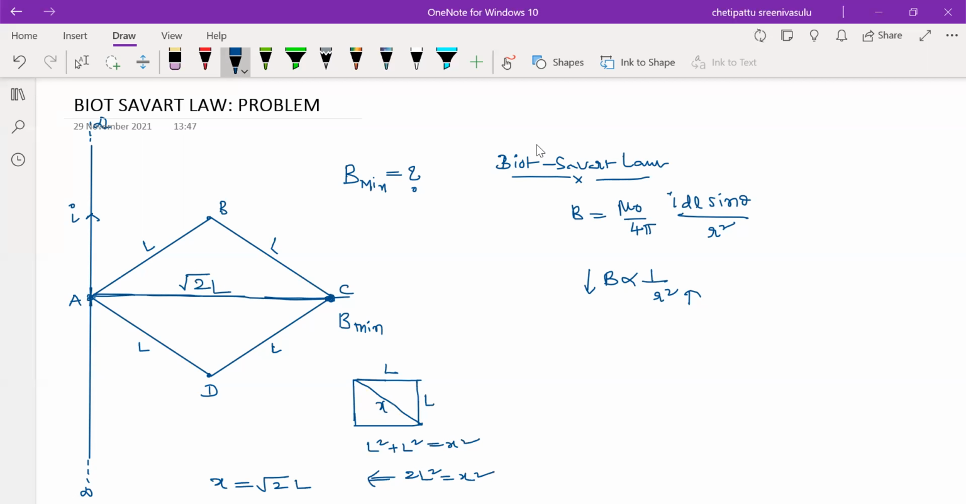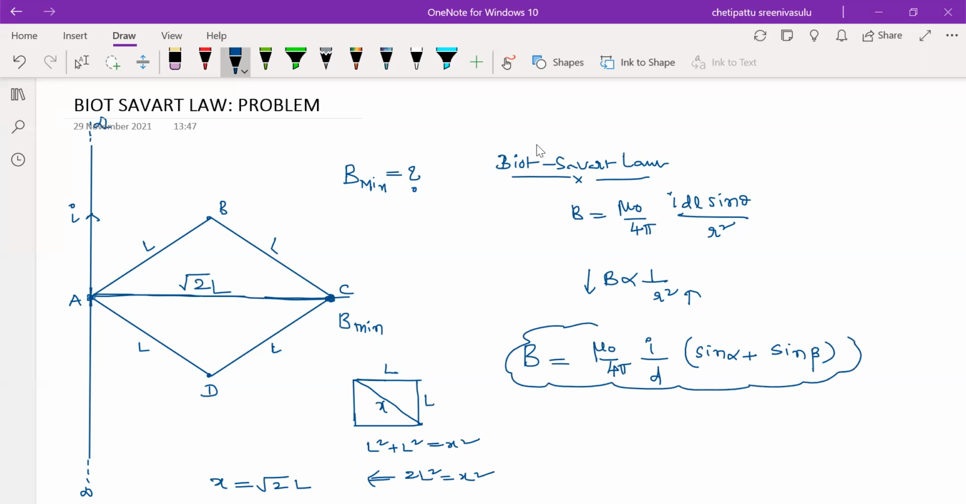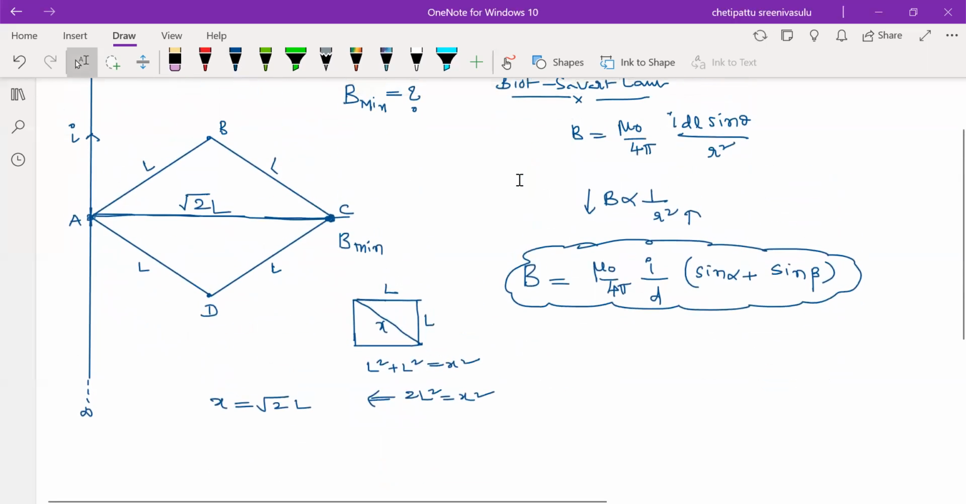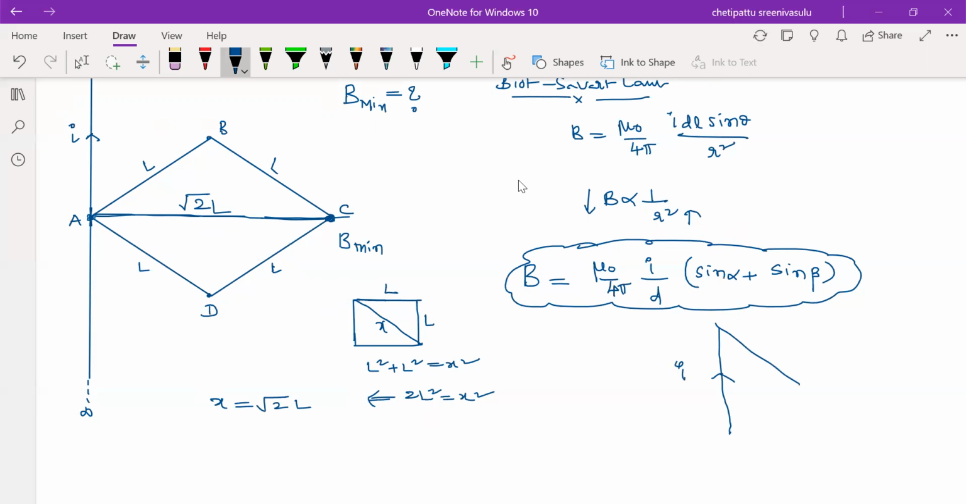Now, one of the applications to find the magnetic field: B equals mu naught upon 4 pi, I by D, sin alpha plus sin beta. This is for finding the magnetic field of an infinite conductor. How does it look? You look at here. This is the conductor, I current is passing through this.